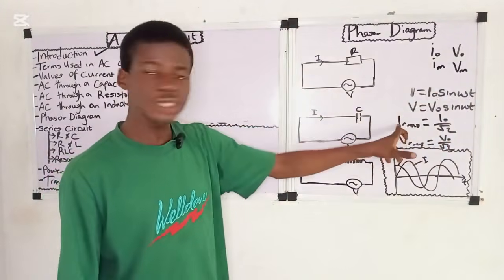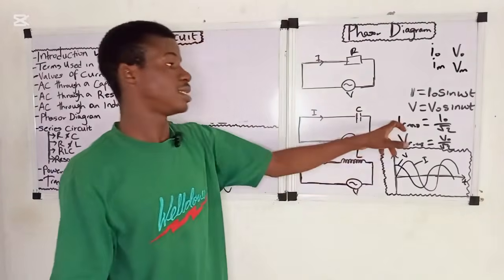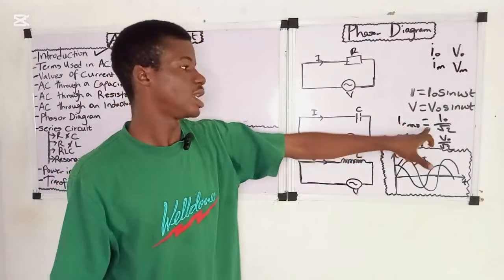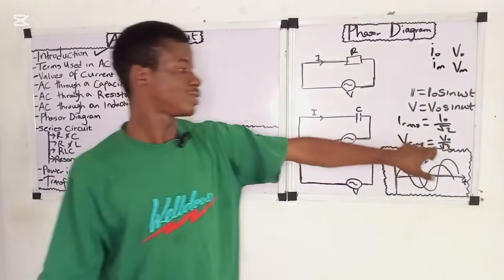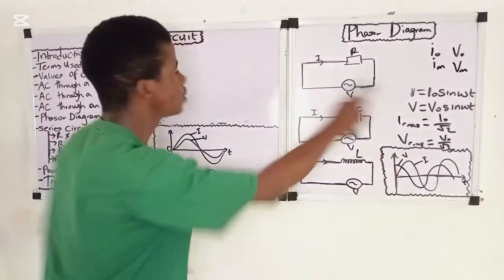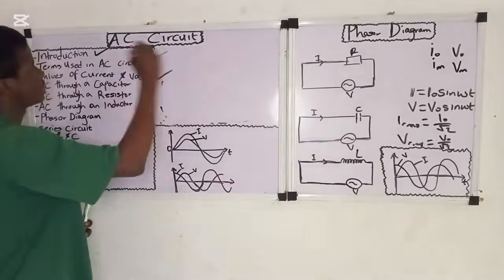When you see I RMS, it means the root mean square value of the current, which is equal to the peak current divided by root 2. The root mean square value of the voltage is equal to the peak voltage divided by root 2. So take note of the values. We are done with the values of current and voltage in AC circuits.